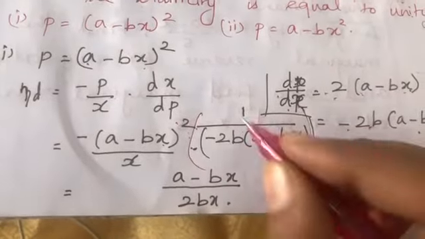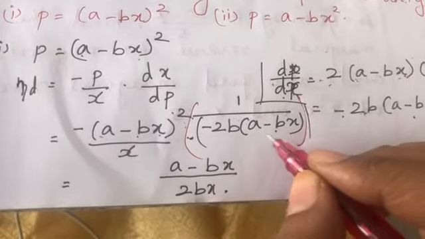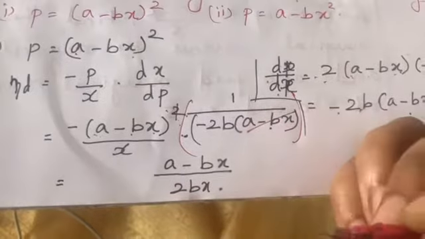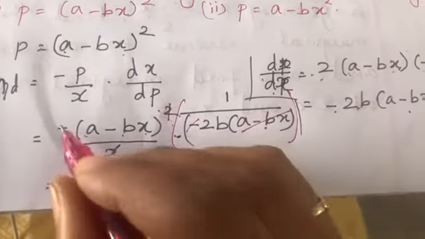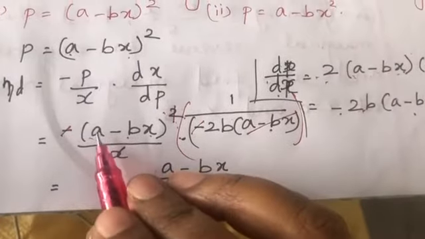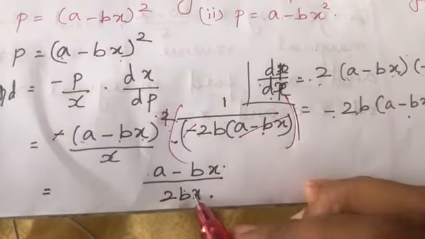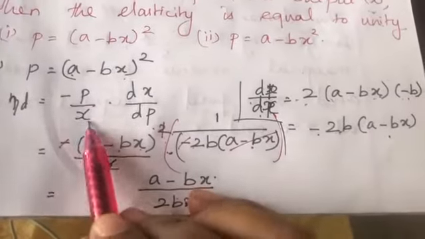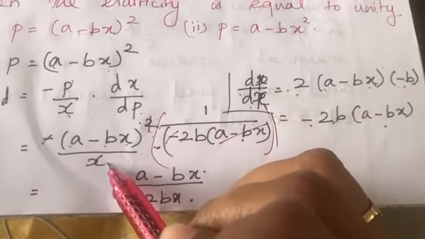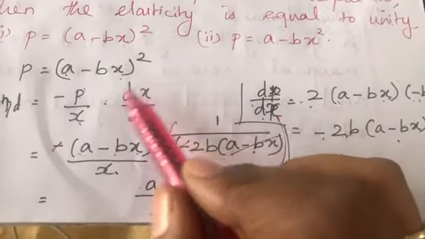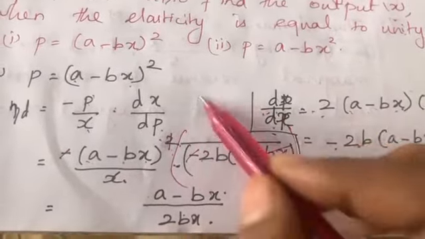Okay, so numerator a minus bx the whole square, here we have a minus bx, so one time we can cancel it. So it will become minus and minus will get cancelled. So in the numerator we have a minus bx, in the denominator we have 2bx. Do you understand how we substitute? Minus p by x into dx by dp. p is the function given, x we can keep as it is, and dx by dp we need, but we have found dp by dx with this, so we can substitute its reciprocal.